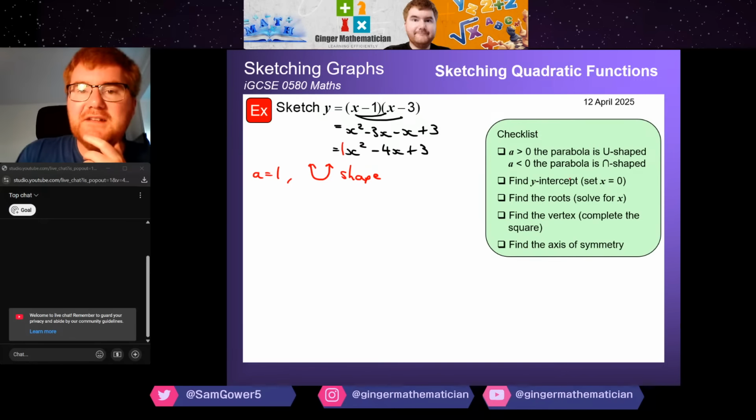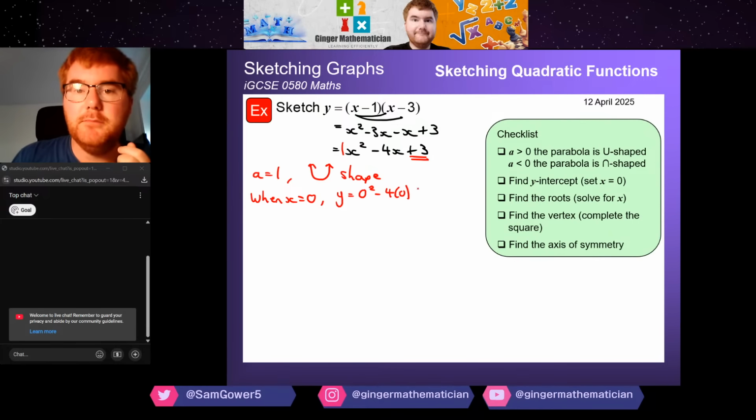Now we want to work out the y-intercept. Now notice this plus 3 here at the end will be our y-intercept, because when x is equal to 0, that means then that y is equal to 0 squared minus 4 lots of 0 plus 3 equal to 3. So we know it goes through 0, 3. These two steps are usually the easiest to do.